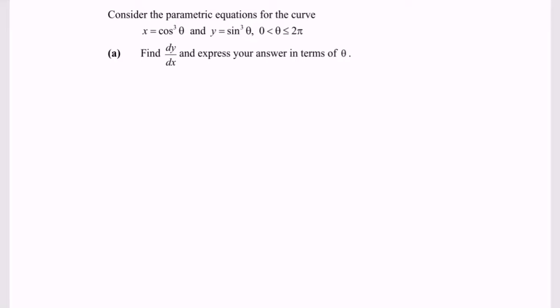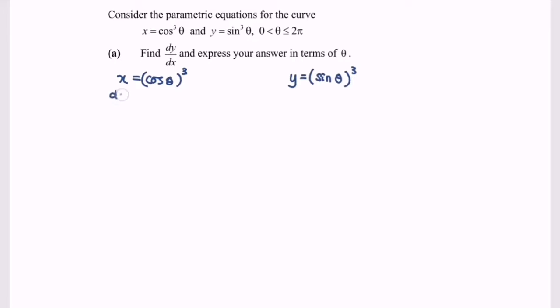Now, given the situation where we have x is equal to (cos theta) cubed, and next y is equal to (sine theta) cubed. I'm going to focus on the left hand side where x is equal to cos theta to the power of 3. Kindly differentiate with respect to theta.